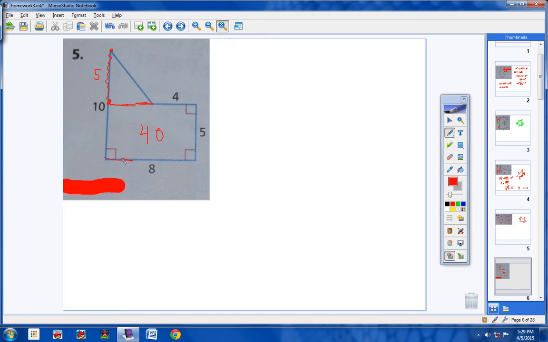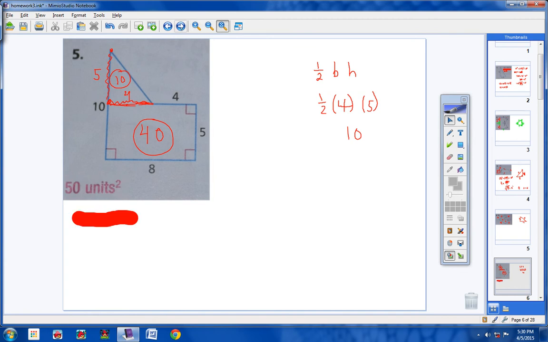Now if this whole side here is 8 and from here to here is 4, then it's very obvious this red line right here has to be 4. So how do you find the area of a triangle? 1/2 times the base times the height. So the base is 4, the height is 5. Multiply all those together and you'll get 10. So the area of the rectangle is 40, the area of the triangle is 10, and so add those two together and your area is 50 square units.